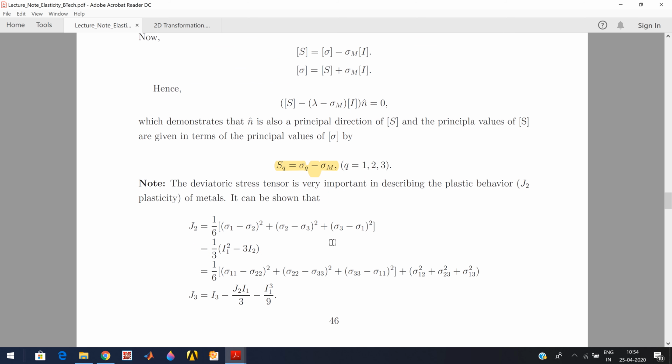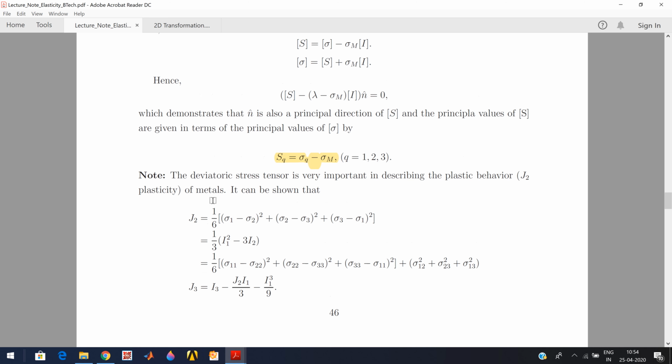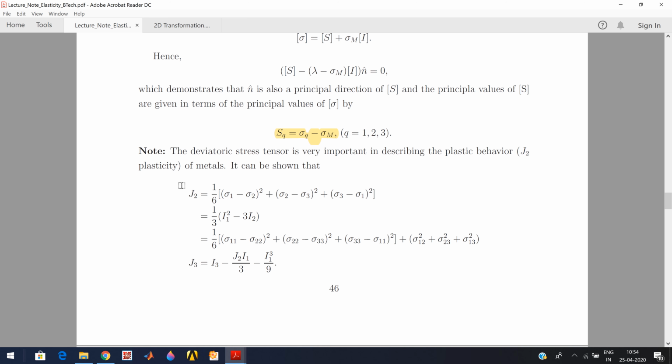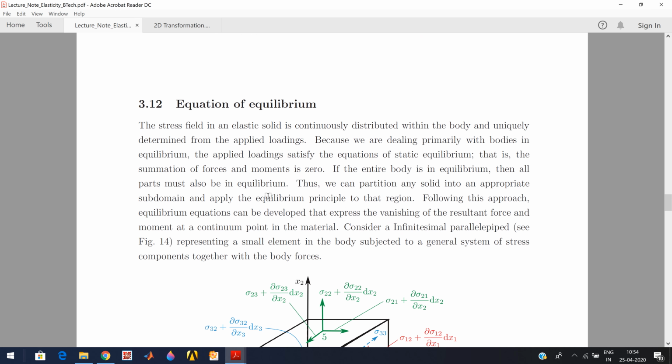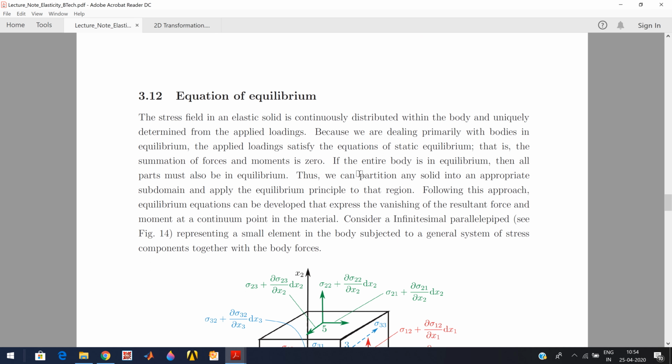Okay. All right. So now there is this expression of J2 and J3 with respect to the principal stress invariants I1 and I2. This is the relation you can remember. And the last topic of this is the equation of equilibrium.